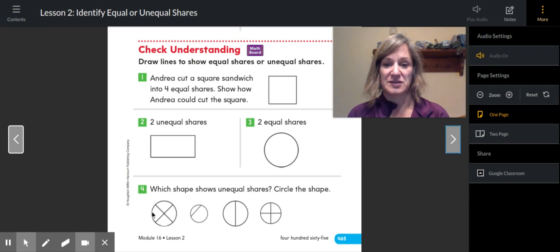So you're going to find the circle that has unequal. Are those all equal? Yes. Are those 2 pieces equal? Nope. So you're going to circle that shape right there. Are these equal? Yes. Are those equal? Yes. So the only one you're circling is that one right there.